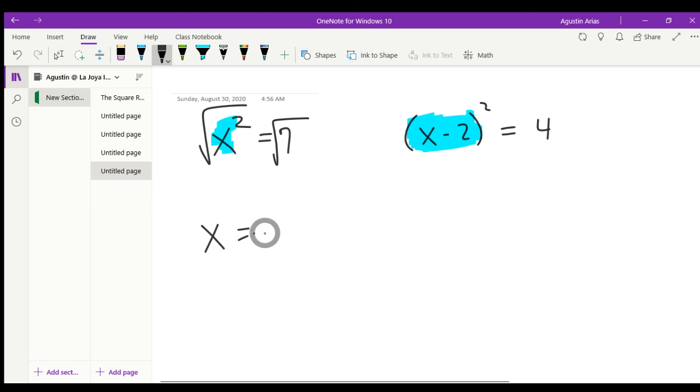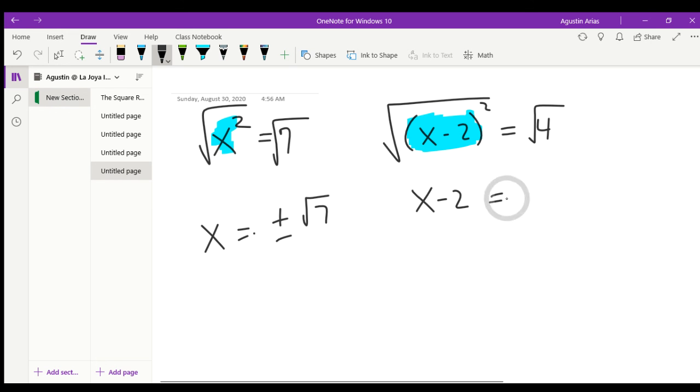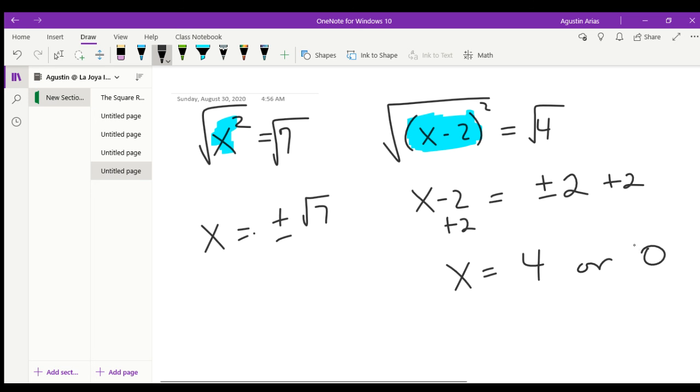So x equals 2 plus or minus the square root of 7. Over here, x minus 2 equals plus or minus 2, because the square root of 4 is 2, and it could be positive 2 or negative 2. Then I can add 2. You could put it in the back, but it's really the same thing. Positive 2 plus 2 is 4, or negative 2 plus 2 is 0. So they would both work in this case. And then you can plug them back in to see if they work.